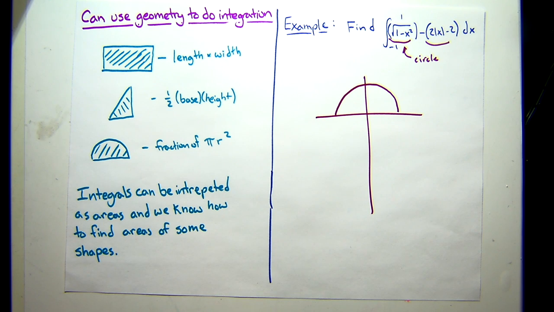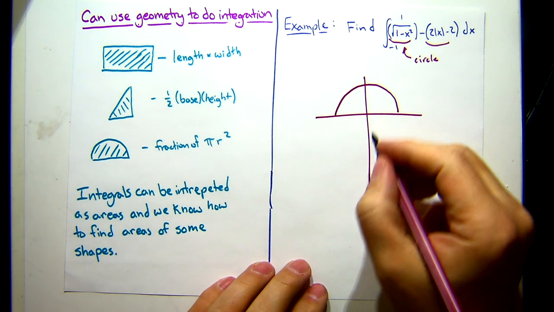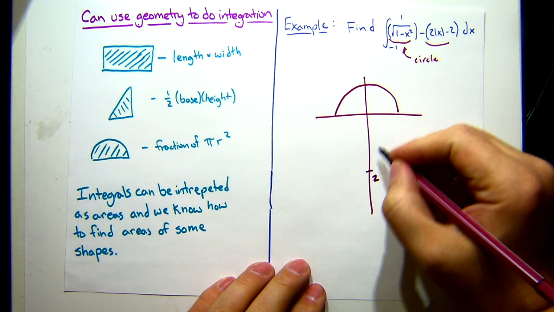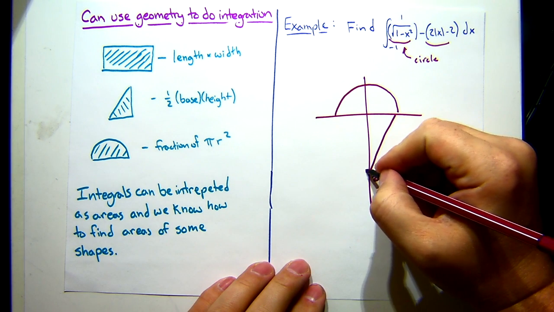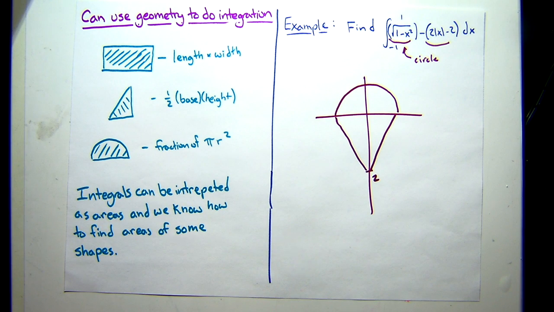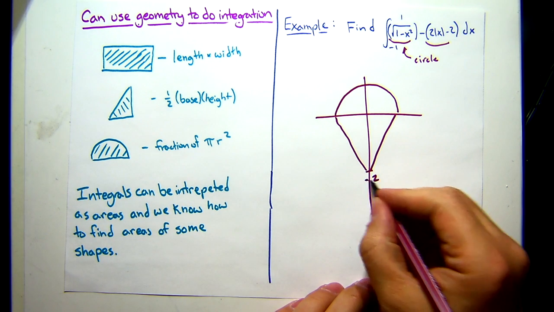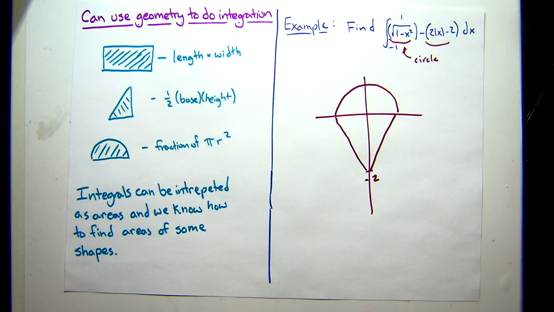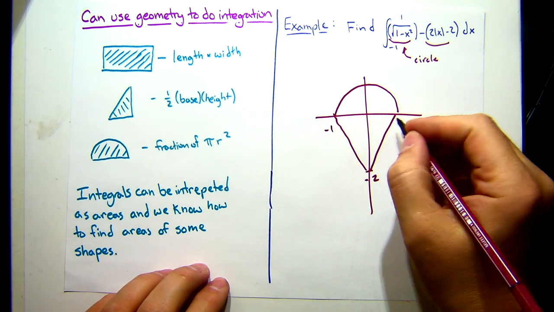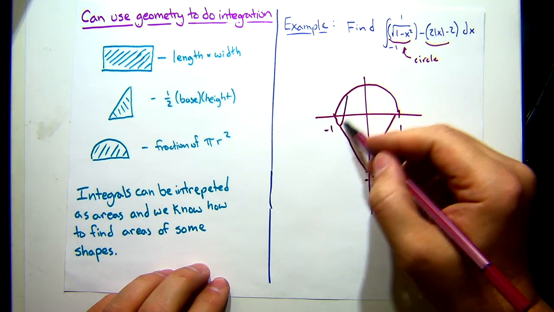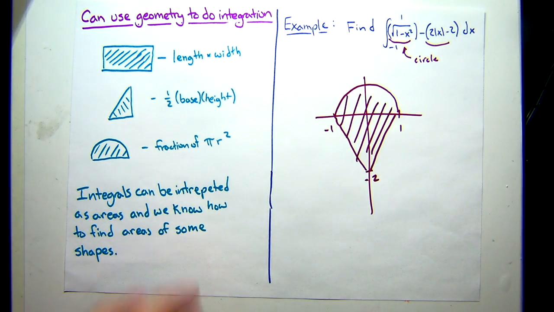But 2|x| - 2 is a V. Now, the 2 makes it skinnier, and the minus 2 shifts it down. So what it looks like is a shape that does this. So this is at negative 2. I've moved the tip of the V down 2, then I've made it somewhat stronger, stretched out. This is at negative 1, this is at 1. And so I'm looking for that.